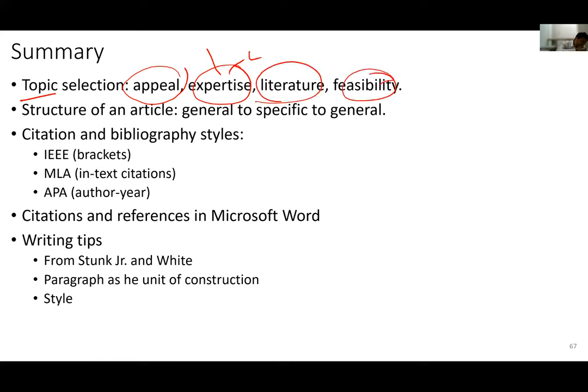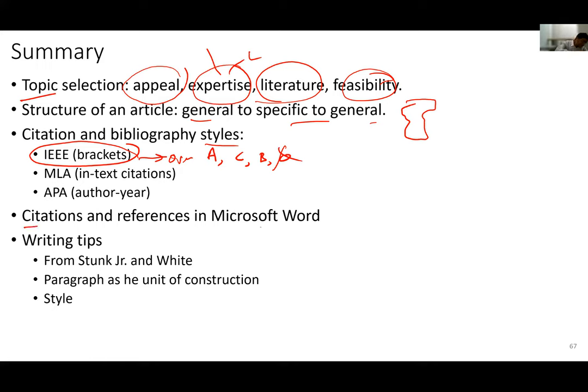And then we looked at the structure of a paragraph, the hourglass structure, remember? We looked at general to specific to general, and we saw the parallels in a general article as well as a thesis that you would write. And then we looked at the citation and bibliography styles. We mainly looked at the IEEE style, and I pointed you to some Overleaf links of which I have given you examples. We identified the main fields that each of these citation types should have: the article, the conference paper, the book, and the online. These four categories. Do not use online ones.